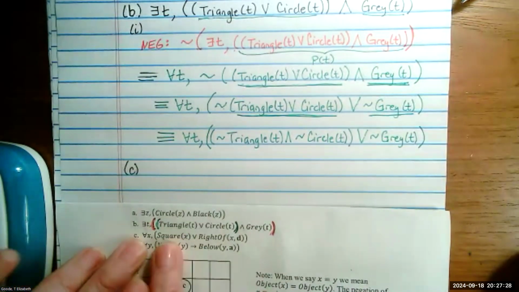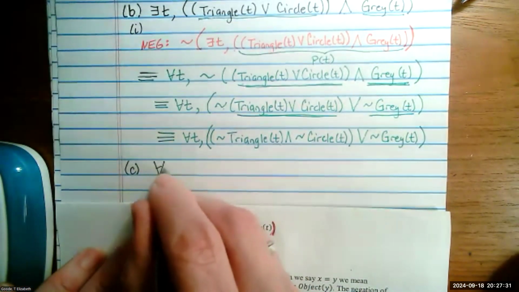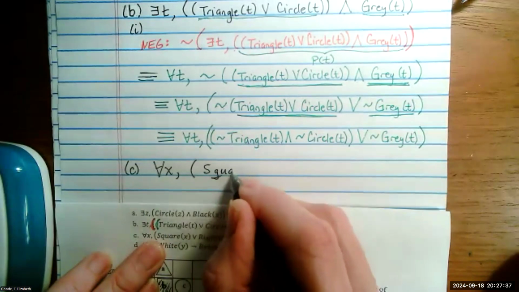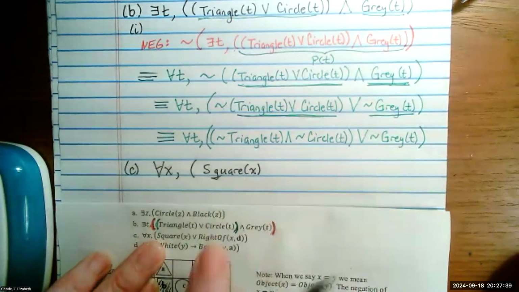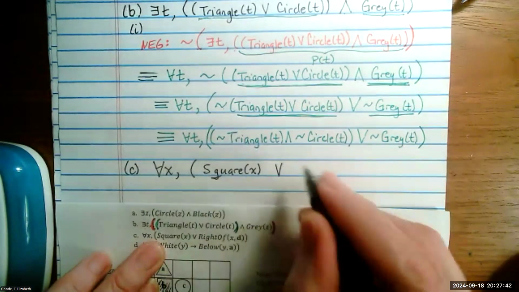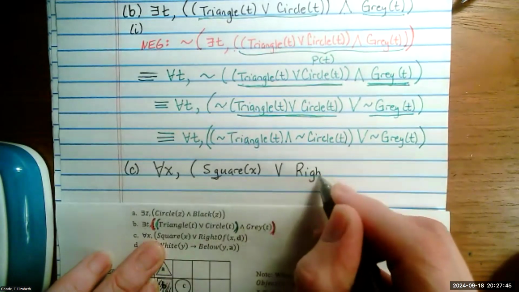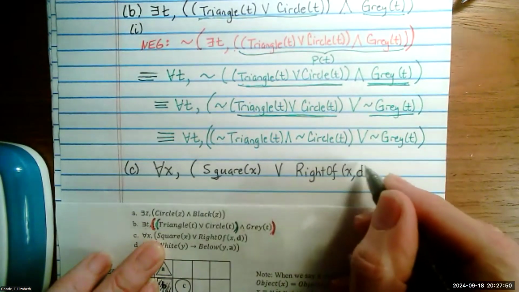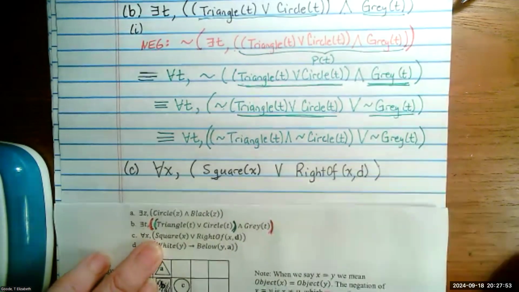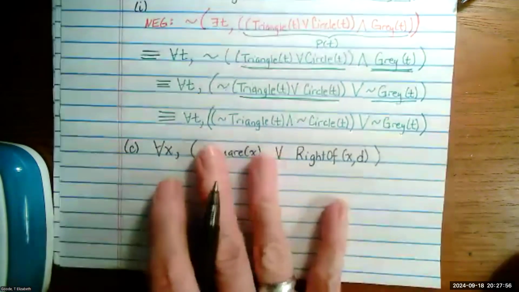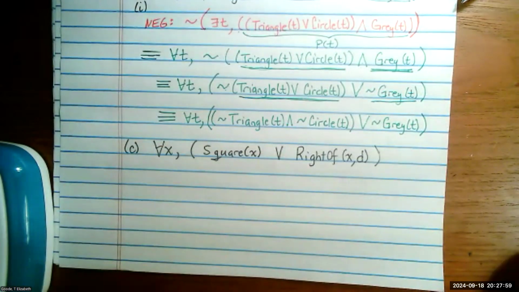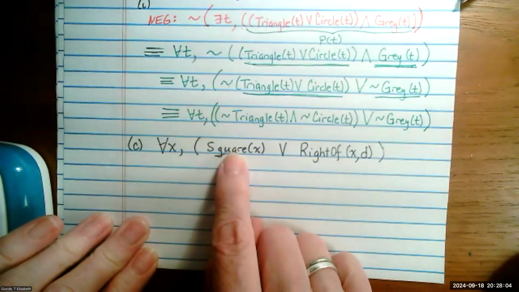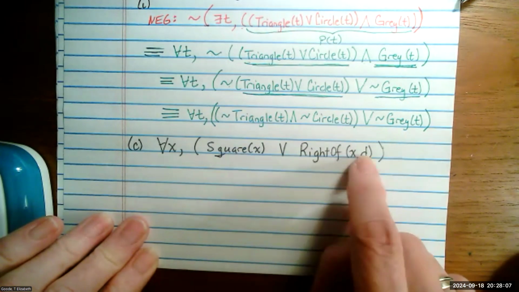All right, the next statement is a for all statement. It says for all x, square x or right of xd. So let's just think about what that says. It says for every object X, either X is a square or X is to the right of object D.